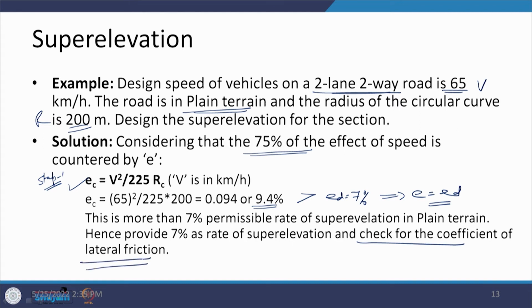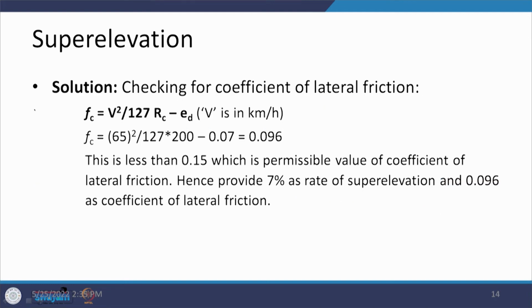So, now we are going to step 2. When we go to the next step, as per the design procedure of the super elevation, this is V square divided by 127 RC minus ED, because our equation was E plus F equals V square divided by 127 R. So, considering that, F equals V square divided by 127 R minus E, and because E is made constant at ED, that value we are taking. When we put all of these values, what we get is 0.096 which is less than the design value of F which is 0.15.